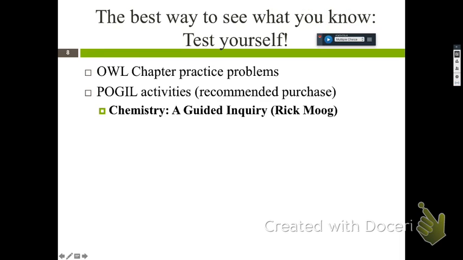I put this slide in here to remind myself. I have created practice problems in each chapter. I mentioned that earlier. So for OWL, go to all homework assignments, not the ones that are due. You'll be able to see some practice problems from each of your chapters. I have recommended the book that these POGIL activities come out of because there are a lot of activities we won't have time to do in class. But we're going to be doing this activity today and in class on Wednesday.